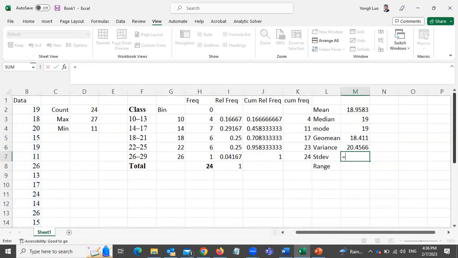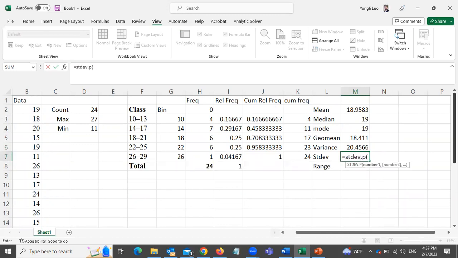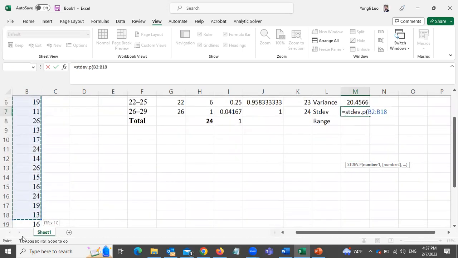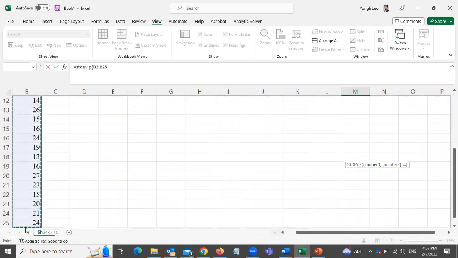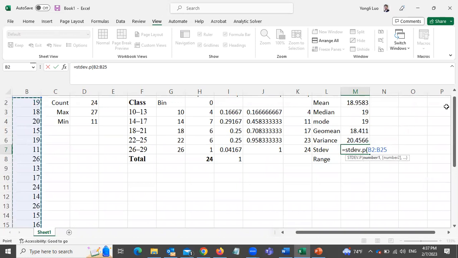And then you can do STDEV.P, standard deviation for the population. Or you can just use STDEV, that's it. I prefer you guys use .P for the population, for the reason that there is one textbook talking about that.